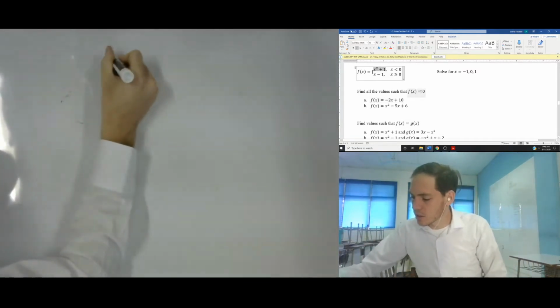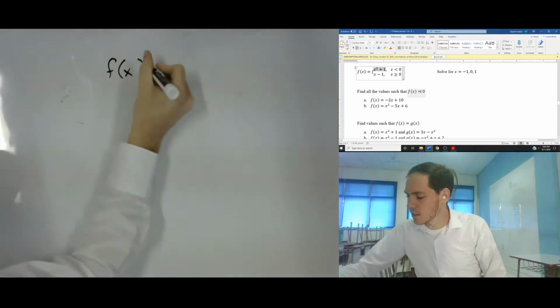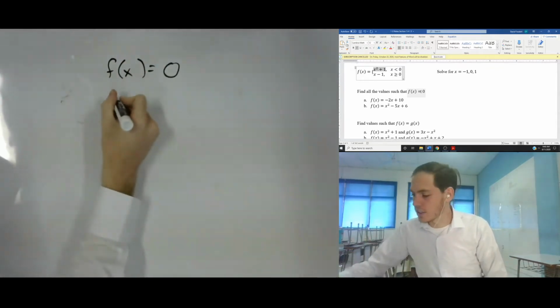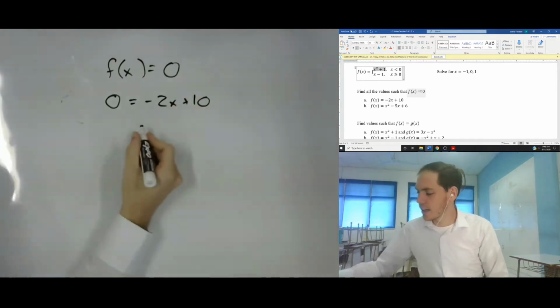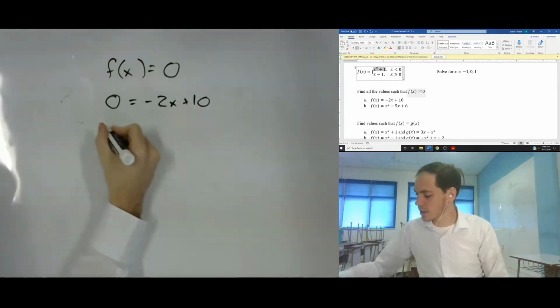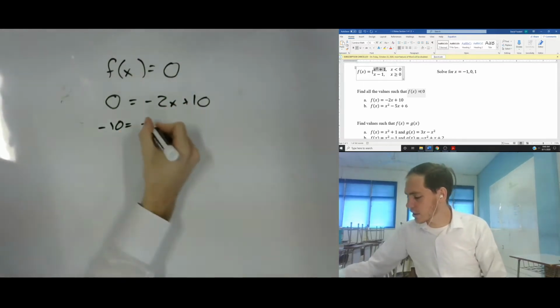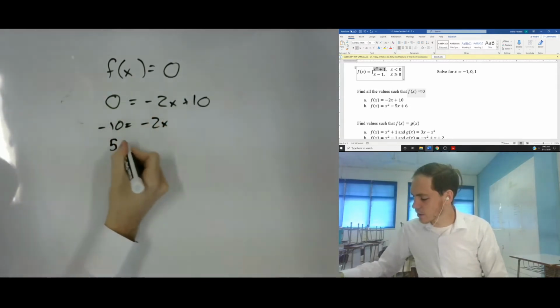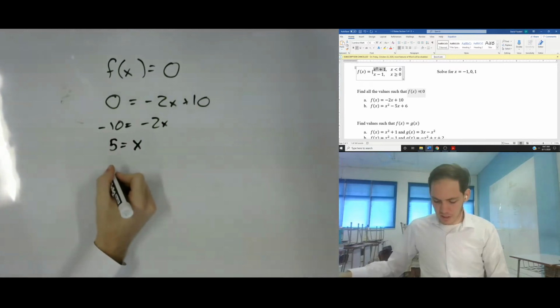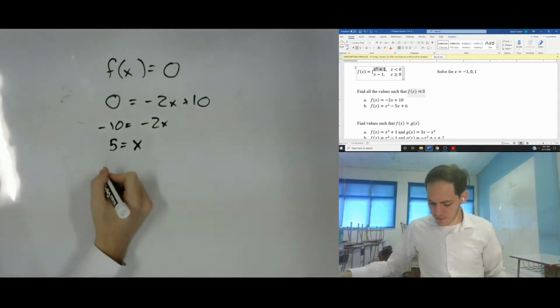Okay, next part. So the next part is finding zeros. Now finding 0 is setting it so that f of x equals 0. So then you have 0 equals negative 2x plus 10. And then using algebra, we're going to get negative 10 equals negative 2x. And divided by negative 2, we get 5 equals x. Okay? So that is one of our zeros.